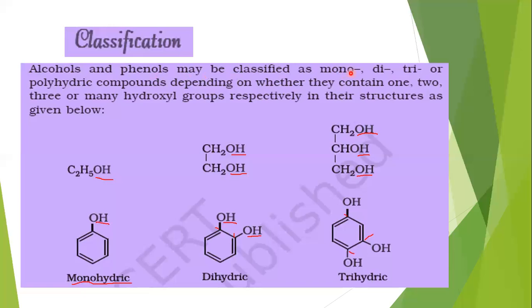see, alcohols and phenols are classified as monohydric, dihydric, trihydric, or polyhydric compounds based on the number of hydroxyl groups. If one hydroxyl group, then it is monohydric. If two hydroxyl groups, then dihydric. Three, then it is trihydric. And if more than three hydroxyl groups are present, then it is a polyhydric compound.